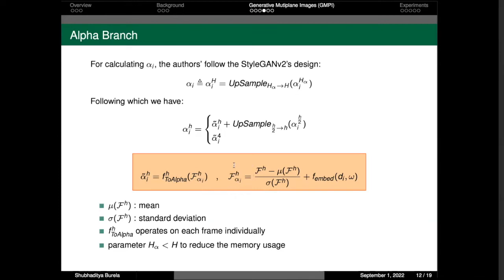And for each and every feature, the feature alpha i is calculated based on this formula, where mu and sigma are the mean and the standard deviation. There is a parameter called H alpha, which is taken to be less than H to reduce the memory usage. And the authors argue that in real world data, this doesn't make any difference.